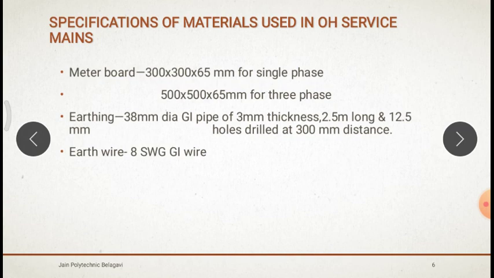Next is the fuse unit we require. Here we are using two fuse units, and the material it is made of is porcelain. The porcelain fuse unit differs according to the current rating and voltage. After calculating the current, we will get the rating of those fuses. So porcelain fuse units are required, depending on the current and voltage.